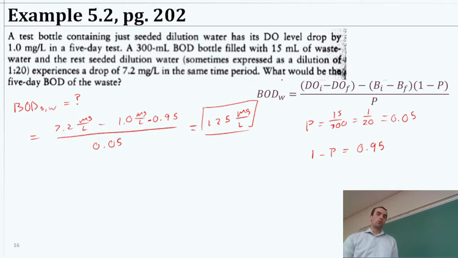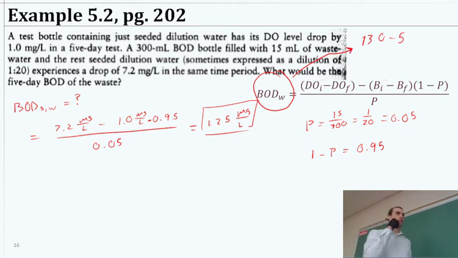The whole reason we're doing any of this is because if we were to try to write out the BOD of the wastewater itself, you'd have to start at 130 and go down to 5 to have a big enough drop. So you'd have something like 130 minus 5. You start with 130 milligrams per liter and end up with 5 milligrams per liter. But that's unrealistic because we can't have that much oxygen in water.